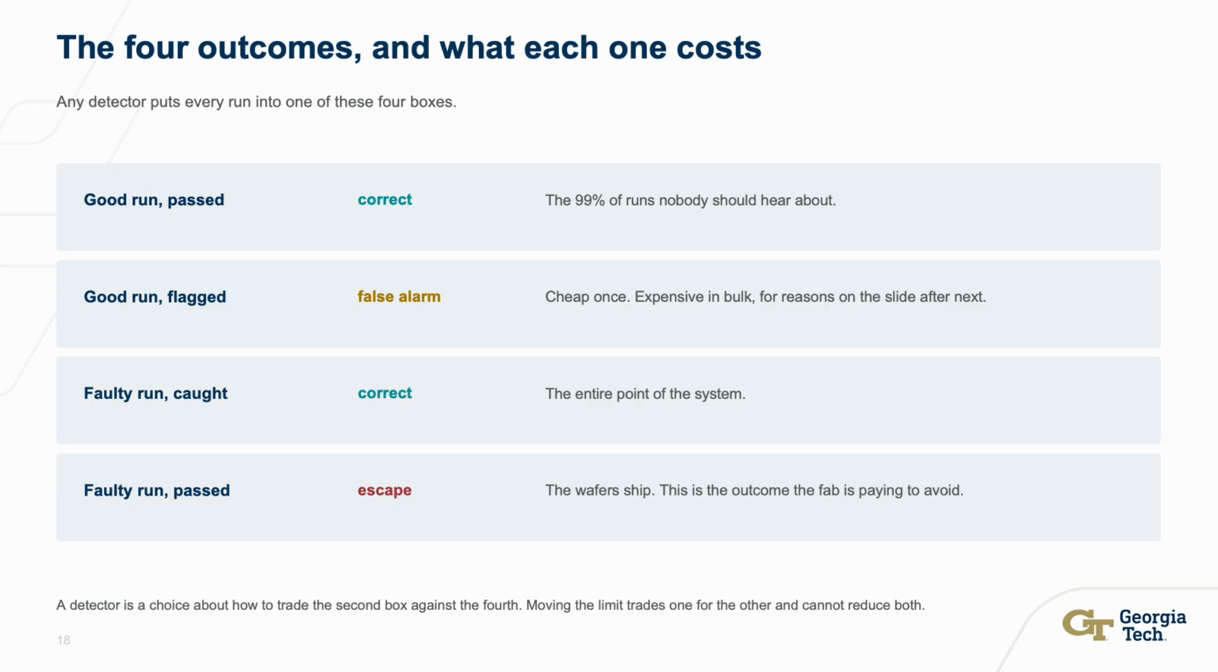Two more pieces of vocabulary while we are here because you will meet them in papers. The fraction of faulty runs you catch is called recall, or true positive rate, or sensitivity, depending on which field the author trained in. The fraction of alarms that turn out to be real is called precision. Those two are the pair that matters operationally, and the next slide is about precision specifically because it is the one that depends on the fab rather than on the detector.